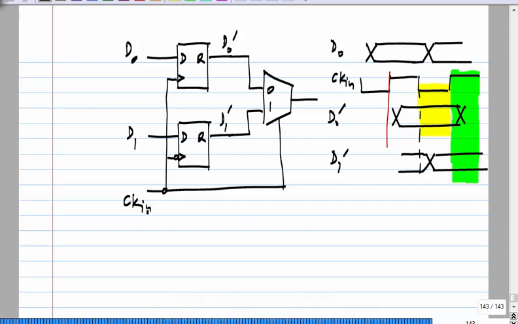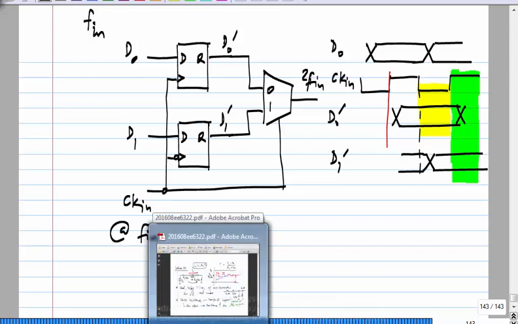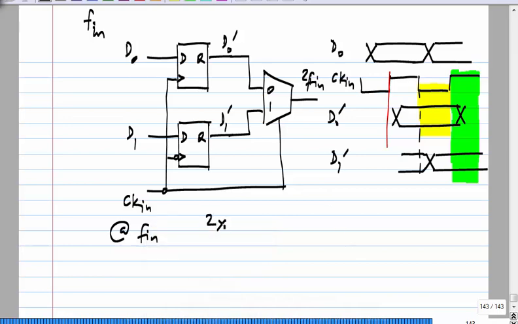Okay. So, this clock is at half the rate of the output. That is, if this is at some f in, this will be a data rate at 2 f in and this will be a clock at f in. So, this is a serializer by a factor of 2. And you can put a whole bunch of these things together, forming a tree like structure to get the serialization by larger and larger factors.